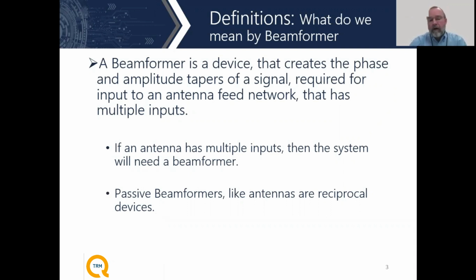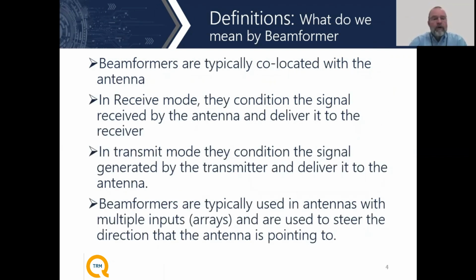Systems that require beamformers almost always have multiple inputs into the antenna system, which means that they are by nature an array antenna. The beamformers that TRM builds are passive beamformers, and therefore they are reciprocal, which means you generate the same beam either in the transmit mode or in the receive mode. So that's also another important differentiator there.